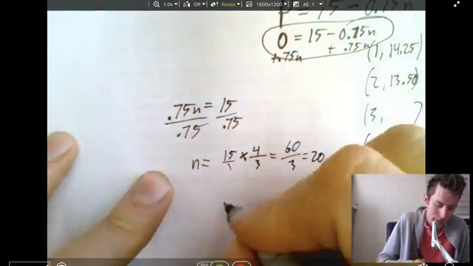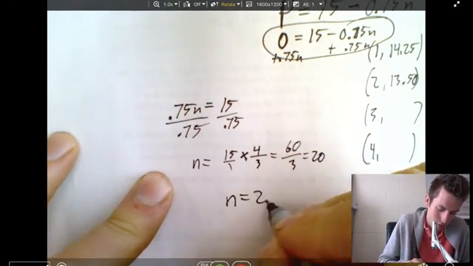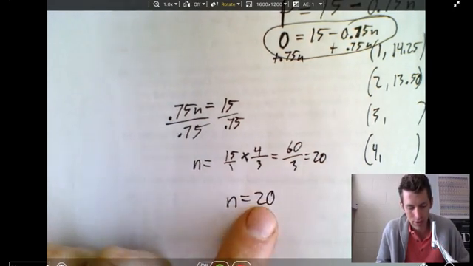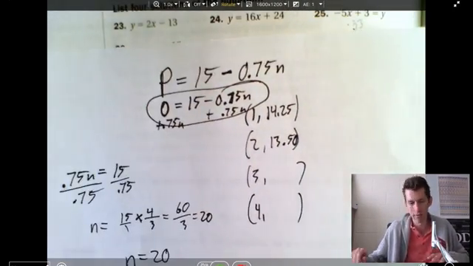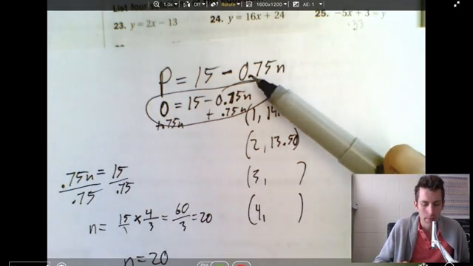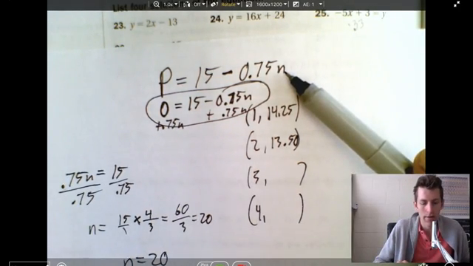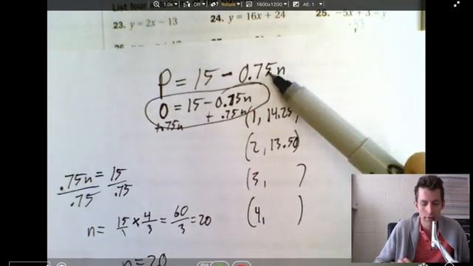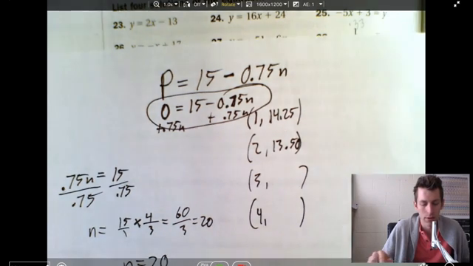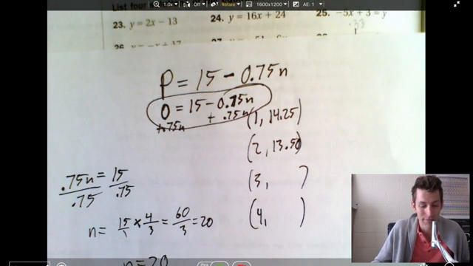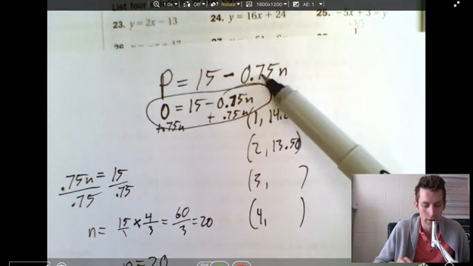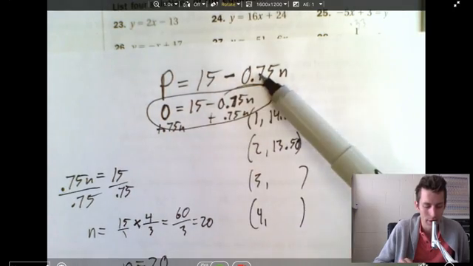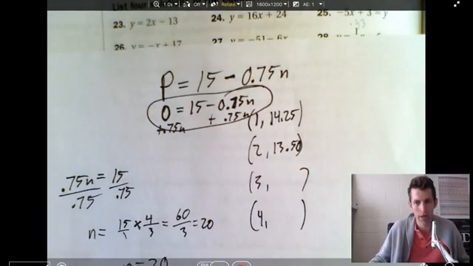Yeah? So, if you pay 75 cents a week, how many weeks is it going to take you? N stands for the number of weeks. It's going to take you 20 weeks. Let's just check that. If I put a 20 in here for N, this should come out to 0. P should equal 0. 0.75 times 20 is, well, what's 3/4 of 20? It's 15. Because 0.75 is 3/4, right? So 3/4 of 20 is 15. 15 minus 15 gives you 0. You have 0 left to pay.